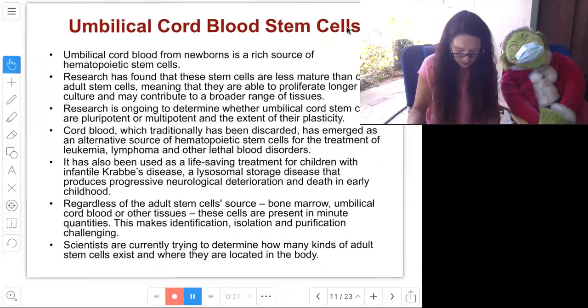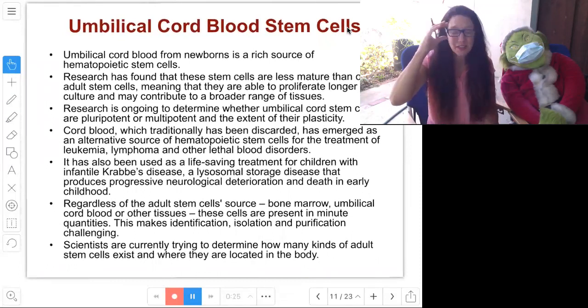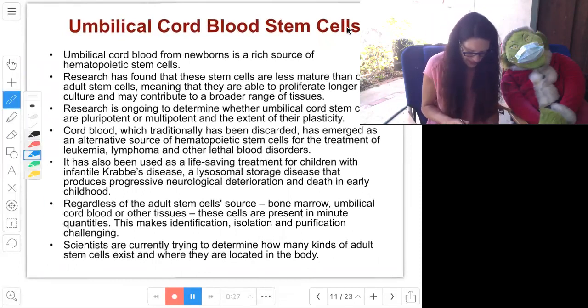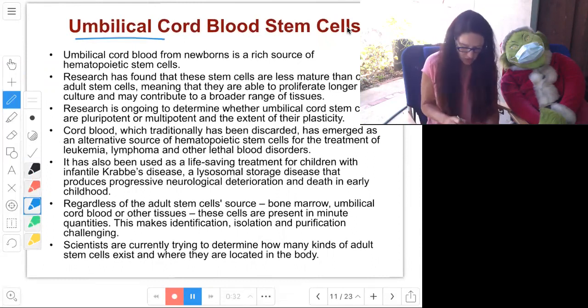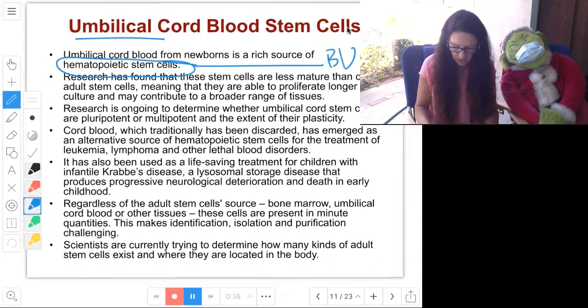Sorry. Umbilical cord blood stem cells. So again, lots of writing. You can always come back to it, but where do you think this comes from? Yes, I like what you've done here. The umbilical cord. So again, it's just hematopoietic stem cells. What does that mean again? Blood cells.